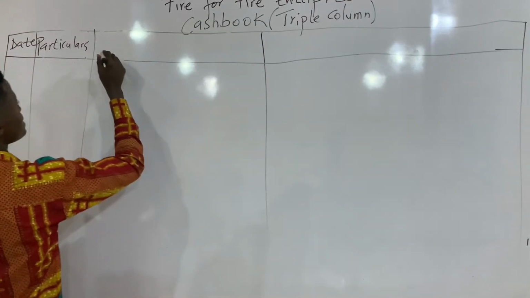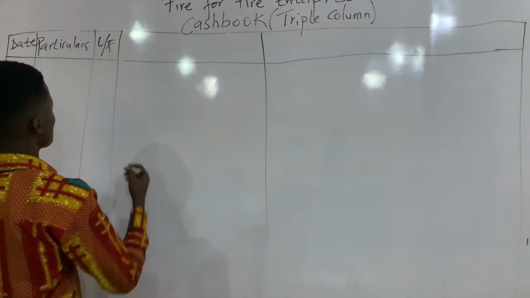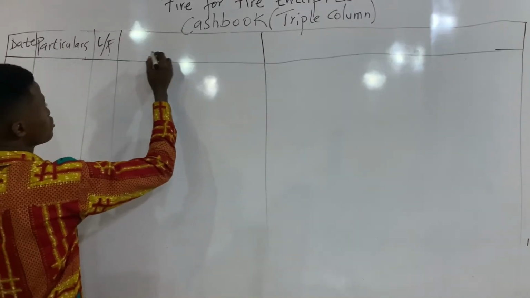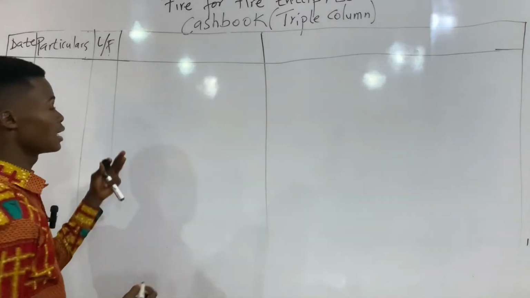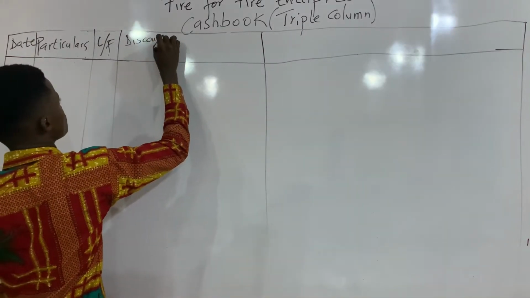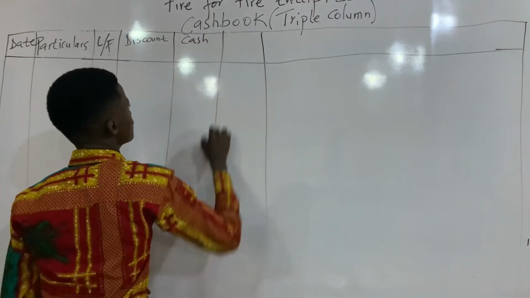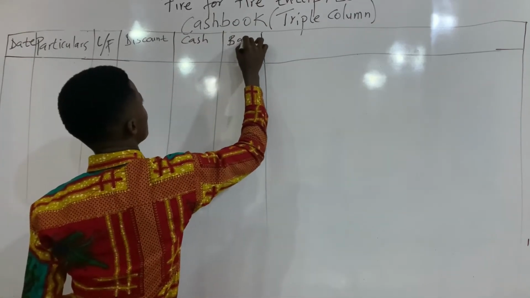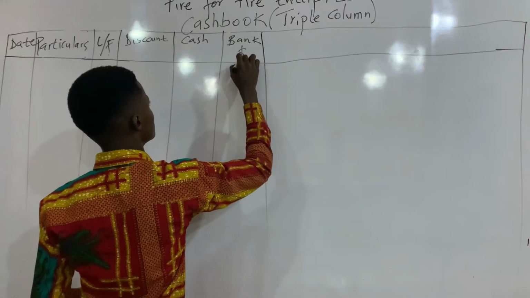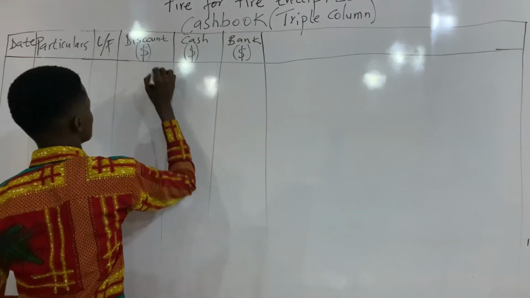Right after the particulars is the ledger folio column, and that also tells the page number of the ledger where the corresponding double entry can be found. Then after that you have the amount column. But as said earlier, the amount column is divided into three. So we have a column for discount, a column for cash, and a column for bank. Then we will bring the currency we are working in. So the question said dollars, US dollars. So we bring our US dollars.